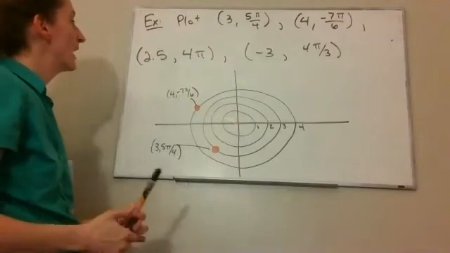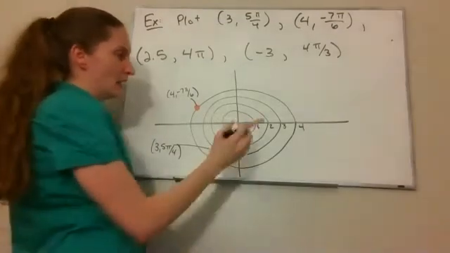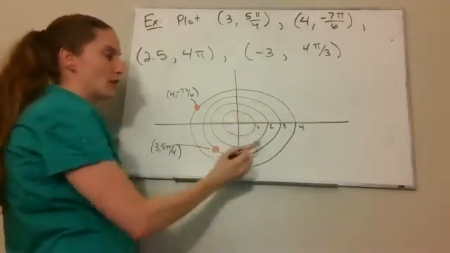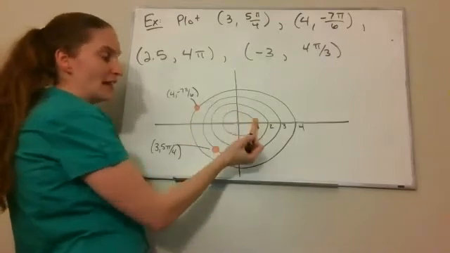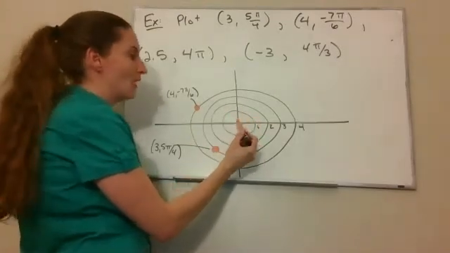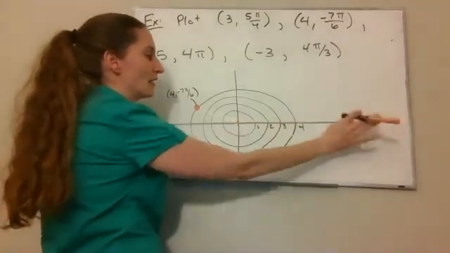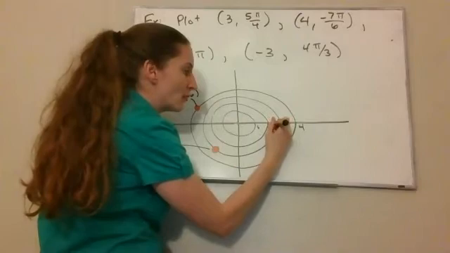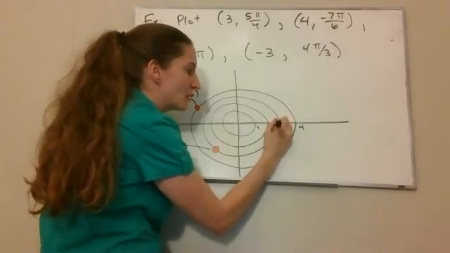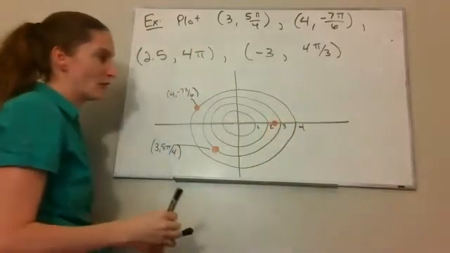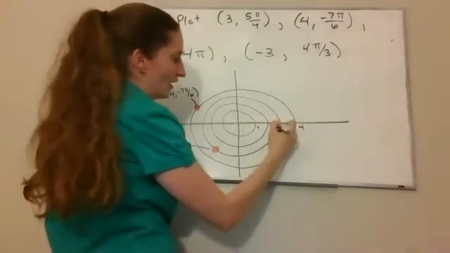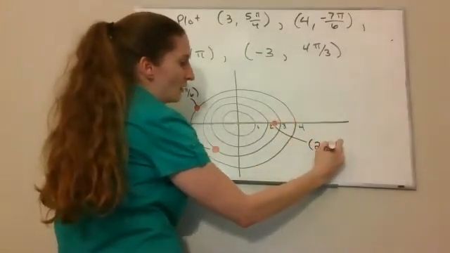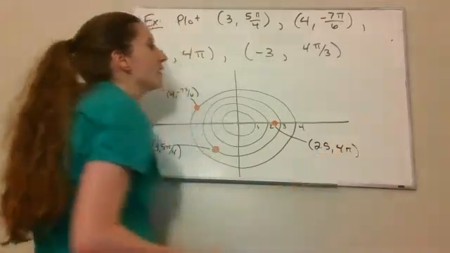For the next one, I have an angle of 4 pi. Now 4 pi, we know we go around once to be 2 pi, go around again, that's another 2 pi, so that's 4 pi. 4 pi is an angle that's going directly out to the right. The distance of 2.5 means that my point will be right here in between the 2 and the 3, right at 2.5. So this point here is (2.5, 4 pi).